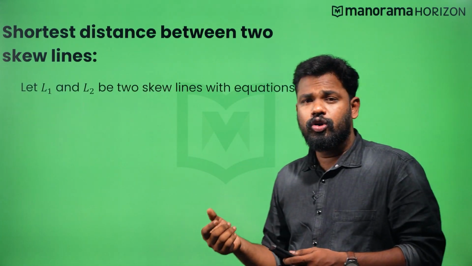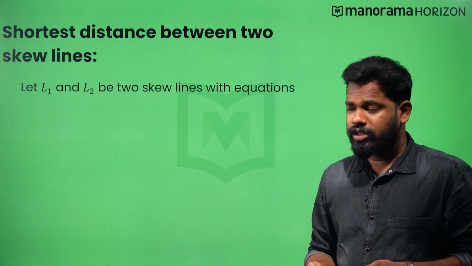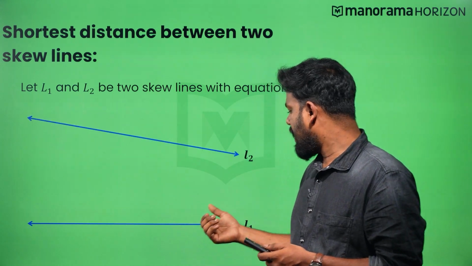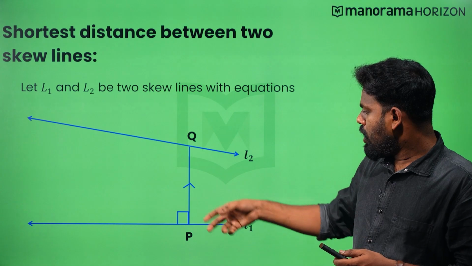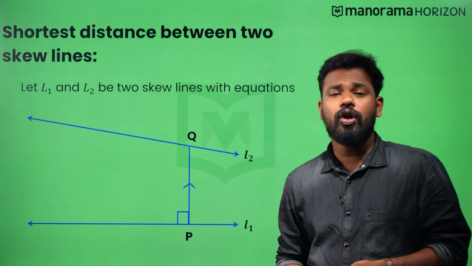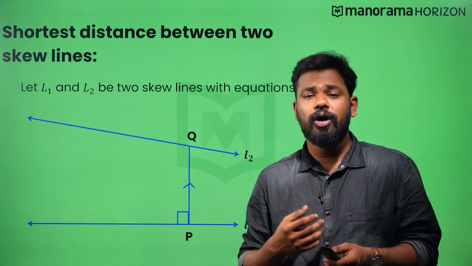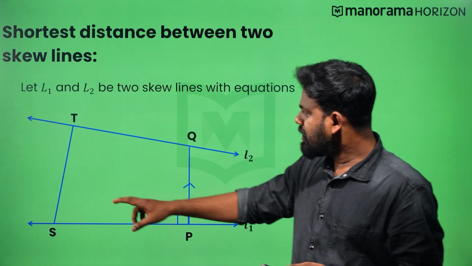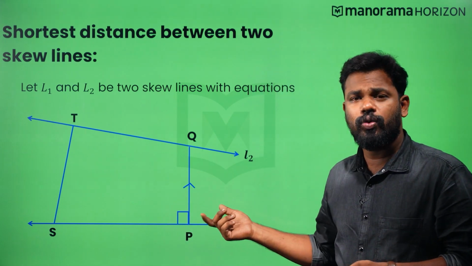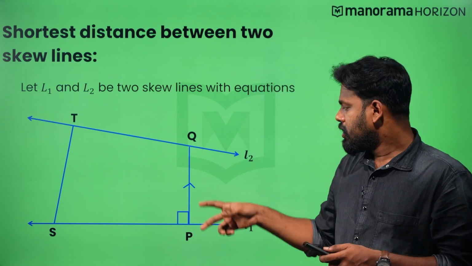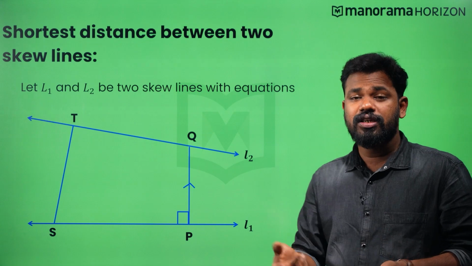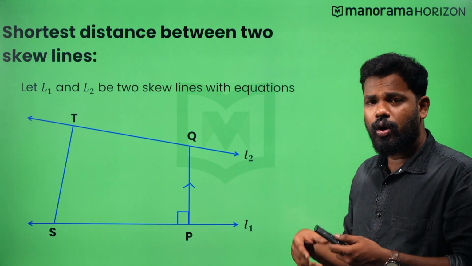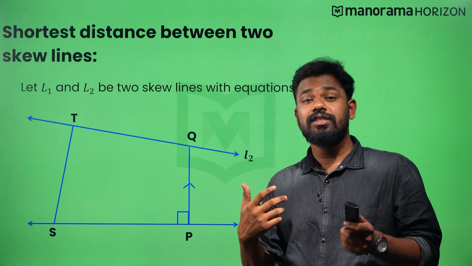So, let L1 and L2 be the two skew lines with equations, and I have here two skew lines which are L1 and L2. Now, what is the shortest distance? We know that the shortest distance is always along a line which is perpendicular to both. So, I am taking a line which is perpendicular, that is PQ. There is another line which is TS, but the shortest one is obviously the perpendicular one. So, here PQ is the shortest distance between the lines L1 and L2. Now, what is our objective? It is to find out what this PQ is.